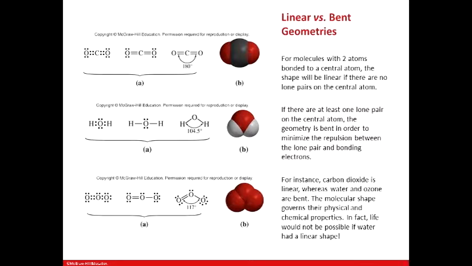Notice here that this is 104, so those lone pairs really push things around and push them in a bit more, and that's what gives us those shapes. All right, let's read the verbiage here. For molecules with two atoms bonded to the central atom, the shape will be linear if there is no lone pair. Memorize that or be familiar with it.